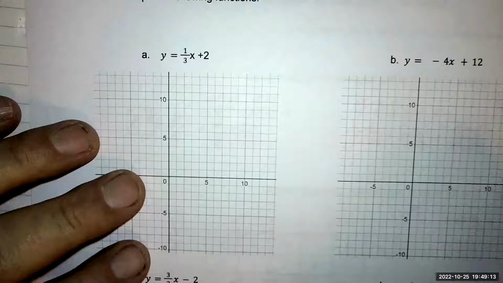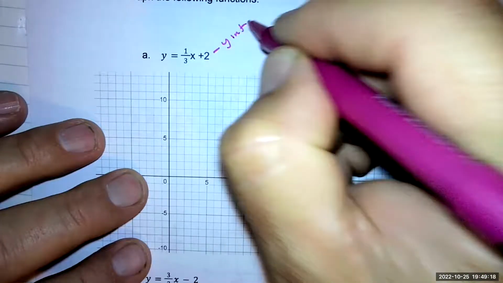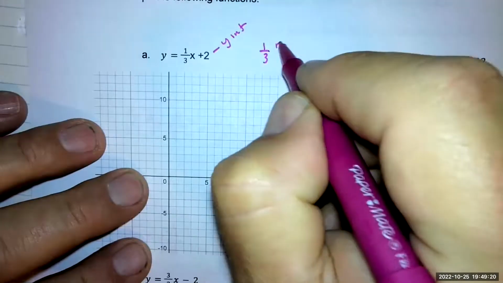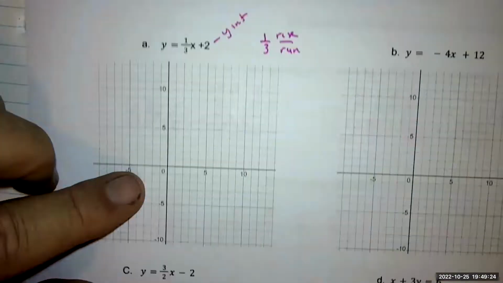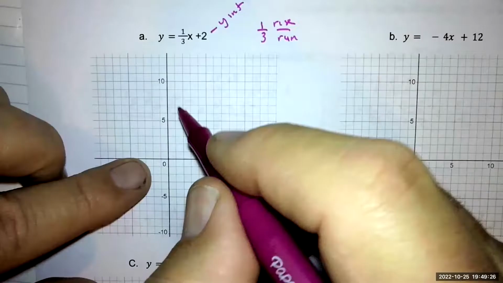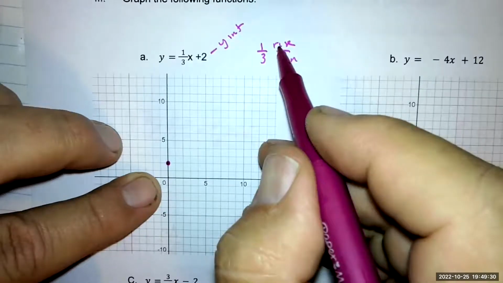All right, so you remember, this is the slope-intercept form. This is my y-intercept, so we want to plot that. And then 1/3 is my rise over run. All right, so here we go. I'm going to go where the y-intercept's 2, so let's see, it's right there. I'm going to go up 1 and over 3.